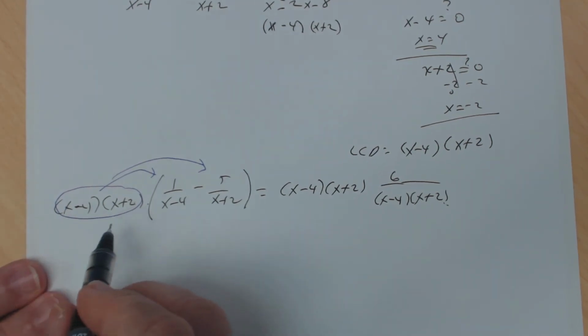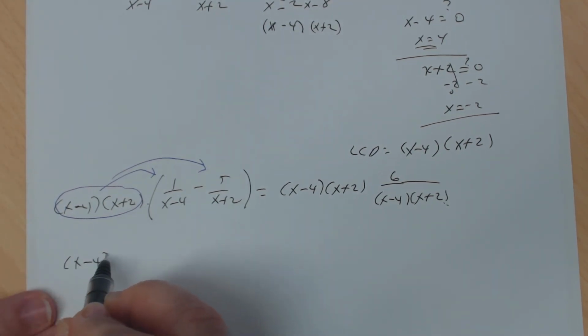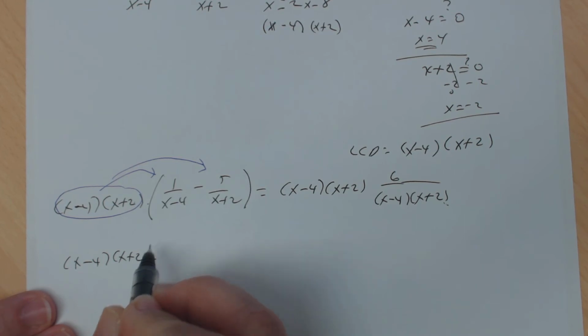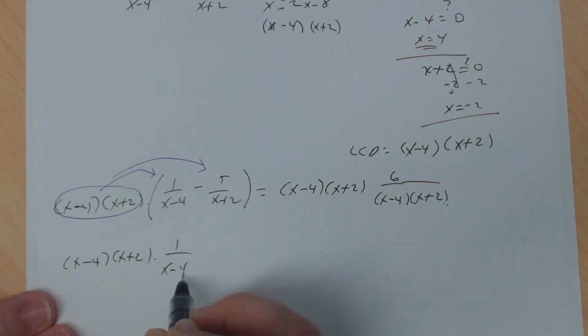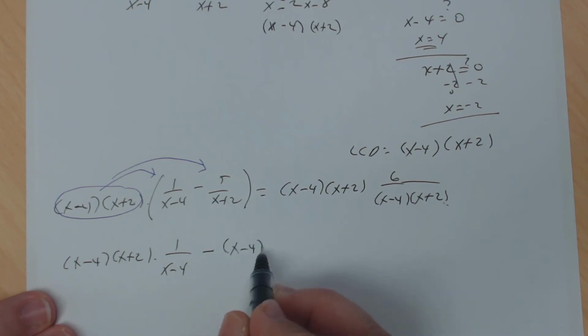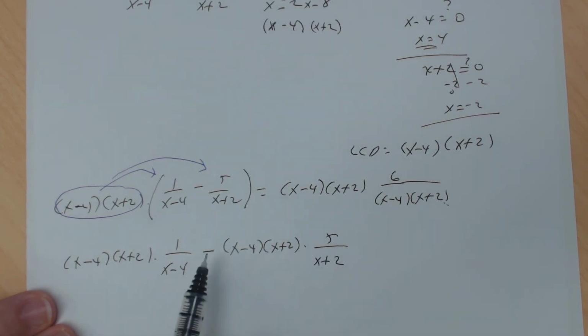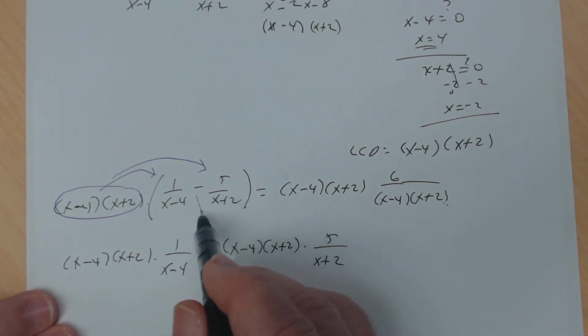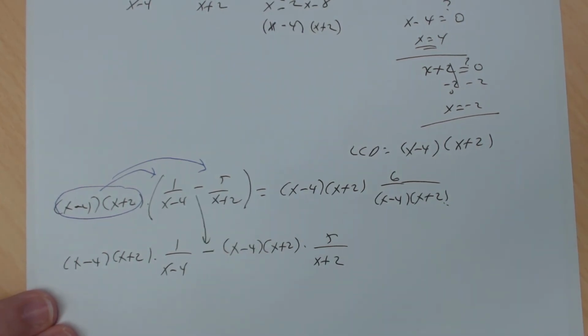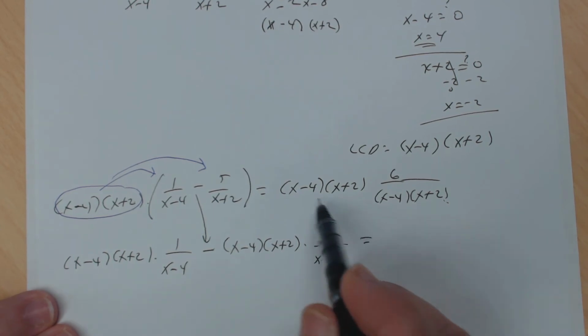So I get x minus 4 times x plus 2 times the first fraction minus x minus 4 times x plus 2 times the second fraction. And you could have done this as well. You could have said plus a negative 5. Okay? But I'm just going to leave it like this for right now. Okay, and then that's going to equal over here.